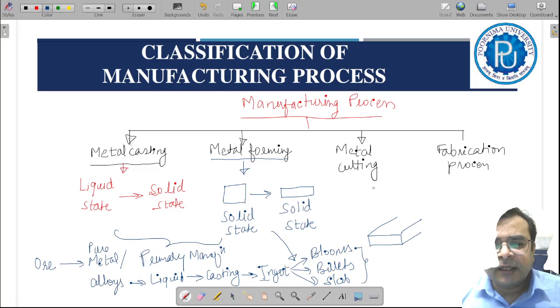And now metal cutting. You can see here, suppose you have a lump of material like this, and you need to make a bolt like this. Okay. So how do we convert this into a bolt with the help of this?